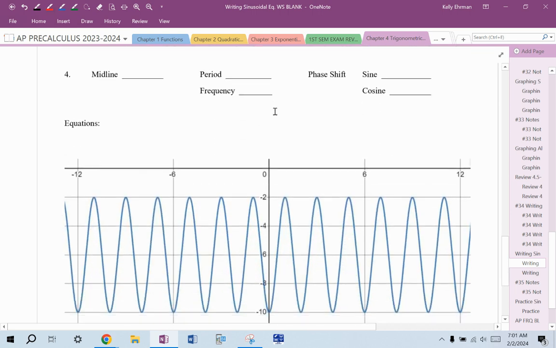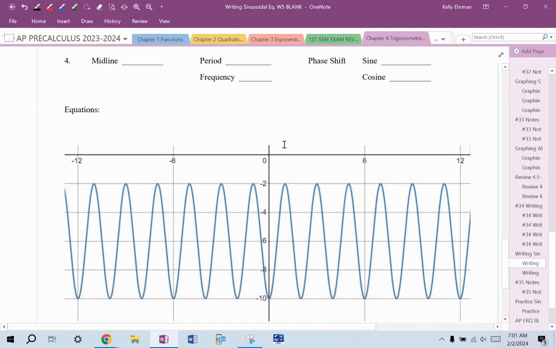Okay, last example. I wanted to put one on here where, again, we didn't have these tick marks to see. So let's first start with midline. Don't let the no tick mark thing scare you. Start with the midline. The max is negative 2. Add the min, which is negative 10. Divide that by 2. That's negative 6. Draw that in if that helps you visualize. I like drawing the midline because it's easier for me to find a sine and a cosine graph that way.